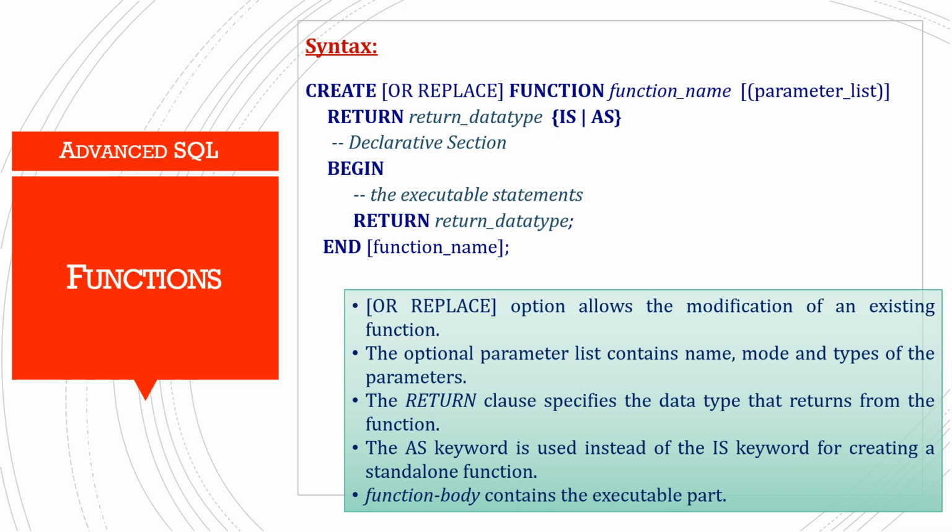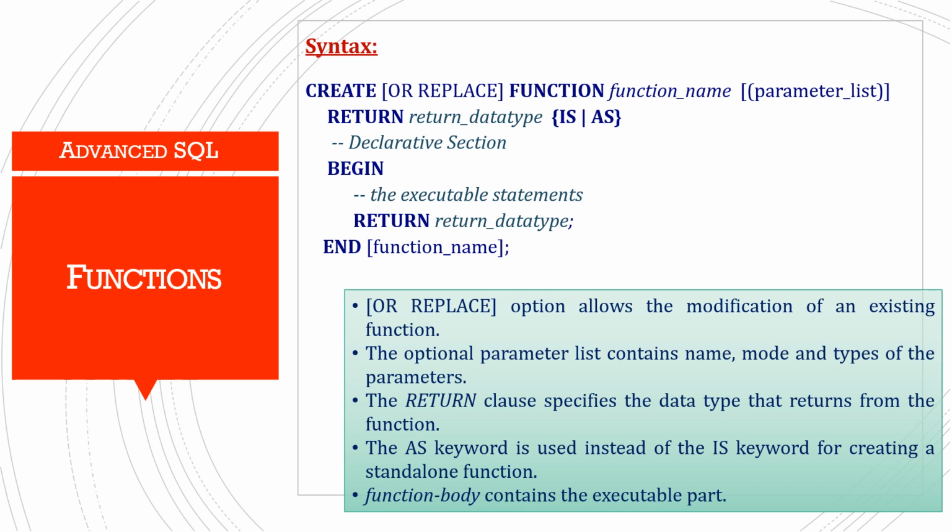Okay. So the syntax of this function consists of two parts, a header and a body. The function header has a function name and a return clause that specifies the data type of the returned value. Okay, and it specifies the parameter list also. Each parameter of the function can be in the IN, OUT or IN OUT mode. Okay, then comes the function body.